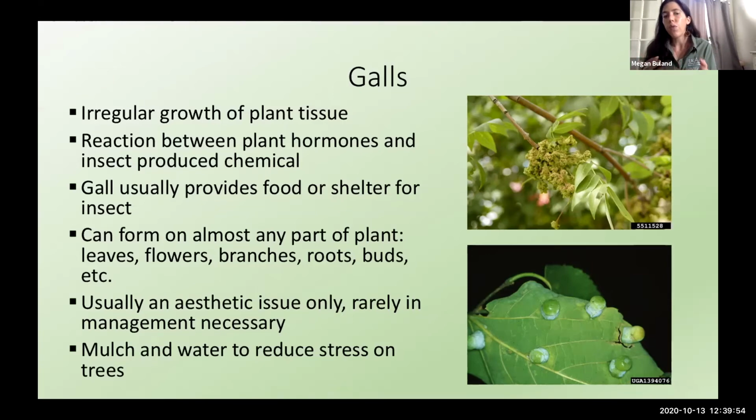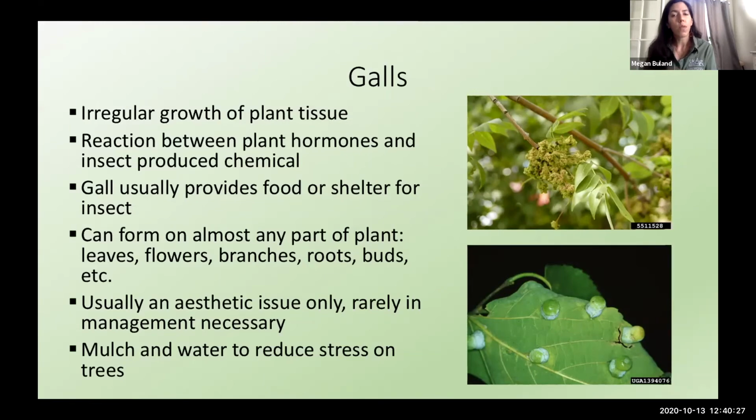Galls might provide food or shelter for an insect or for an insect's young to grow and reproduce, and they can occur on almost any part of the plant. They're usually only an aesthetic issue. Very rarely are galls going to require any kind of management, because while they might look a little odd or unsightly, very rarely are they going to impact the health of your trees. If you do have a heavy gall infestation, mulching and watering to reduce stress on the trees is going to go a long way towards helping your trees through that infestation.